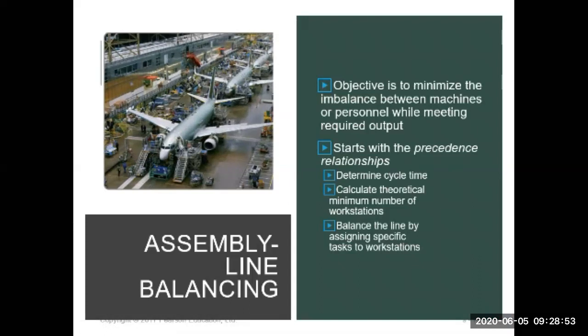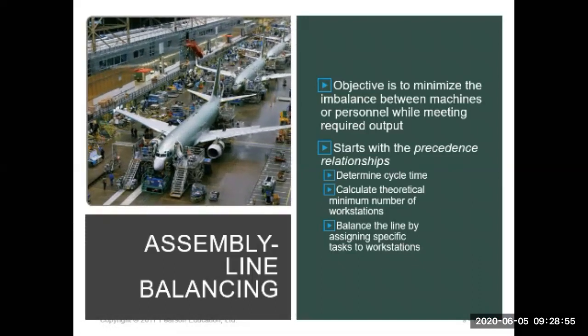Now I will show you how to balance it, because in fabrication it is a machine, so you have to adjust the machine. So how do we balance the assembly line? We call it assembly line balancing. The objective of line balancing is to minimize the imbalance between personnel or machines while meeting the required output.